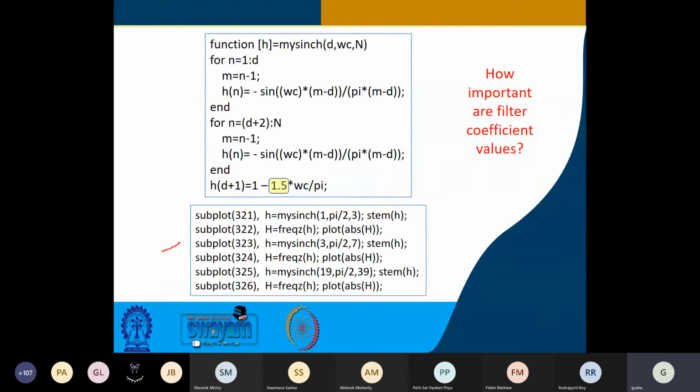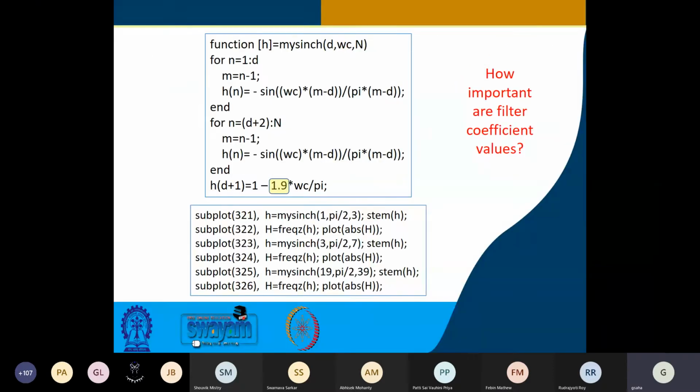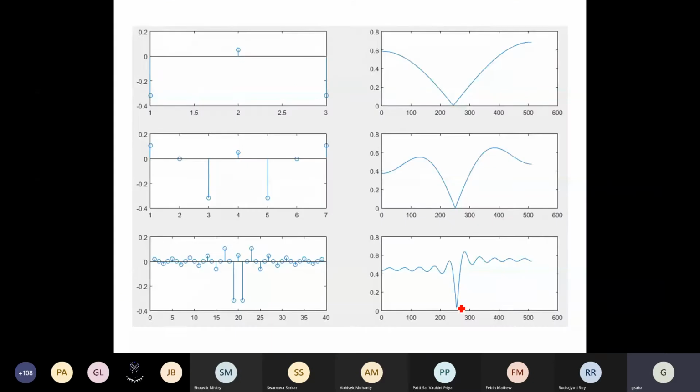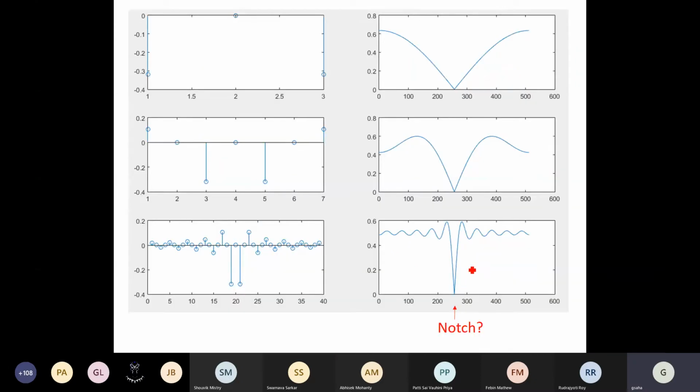So then we started playing with the coefficient values, and this is 1.5, where we saw that filter characteristics getting changed. So this is not close to zero or zero floor, it is increasing. Then 1.9 further increased, and we saw when it is 2, which is the case where we got some such thing. So we stopped here.